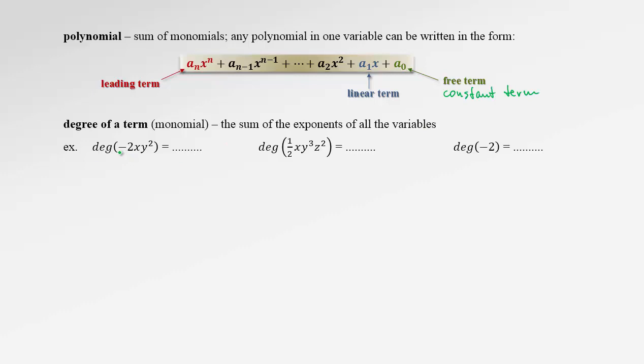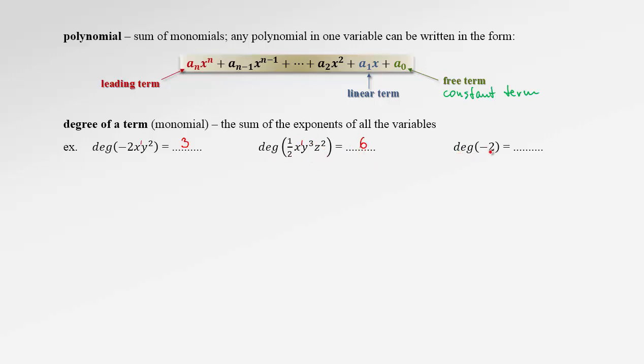So for example, if we want to find the degree of the term negative 2xy squared, since x is to the first degree and y is to the second degree, we're adding 1 plus 2, and that's why the degree of this term is 3. In the second example, we are adding exponents of all the variables. So this is an invisible 1, x to the 1, y to the 3, z to the 2. We're adding 1 plus 3 plus 2. That becomes 6. So the degree of this term, or this monomial, is 6.